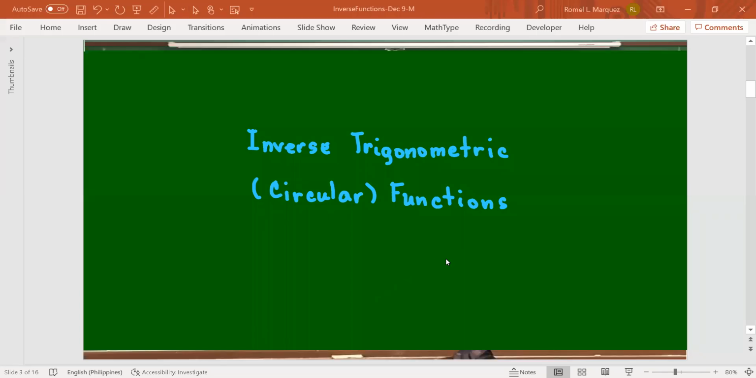Today, I'm going to discuss with you inverse trigonometric or circular functions. This topic is not included in your quiz 1, but it is included in your quiz 2. Remember, we have 6 trigonometric functions.